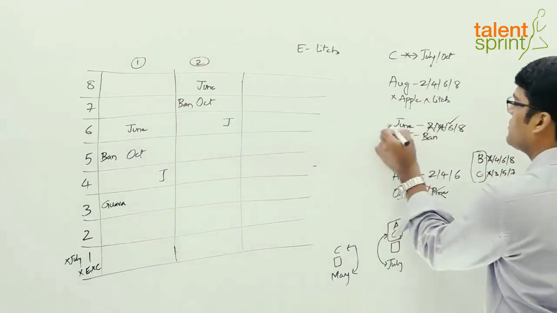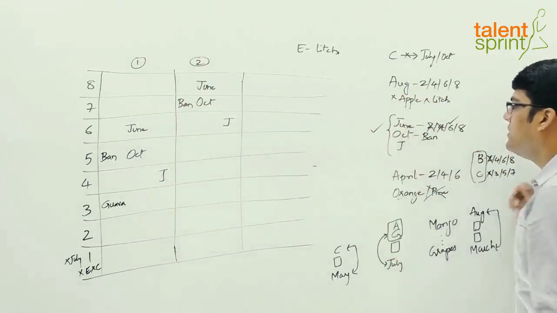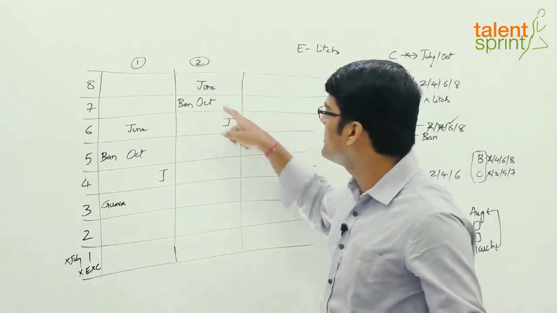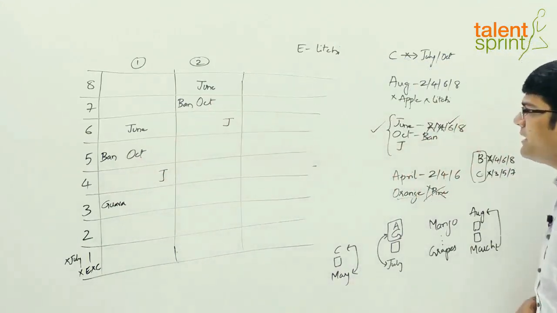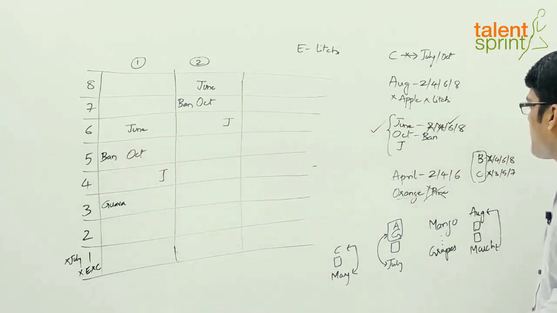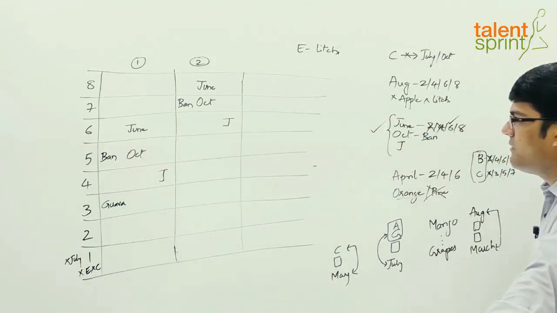So this point has been used. This point has been used. June, October, J. October with banana. Right? Next, what shall we do? Try and see what will be helpful now.